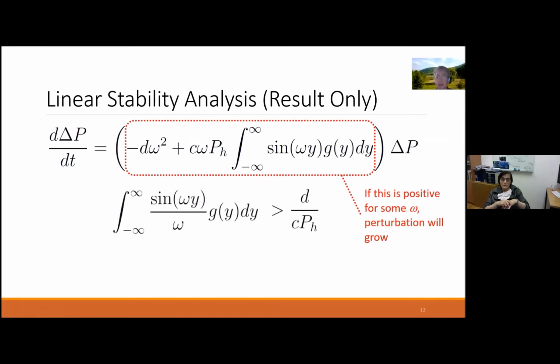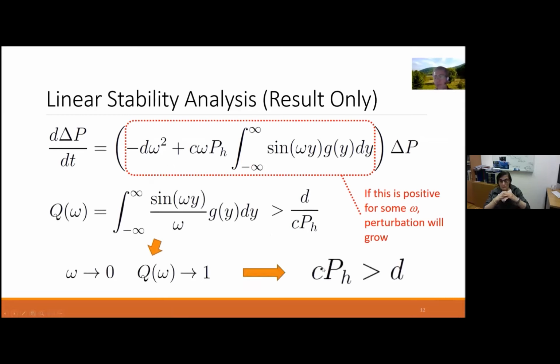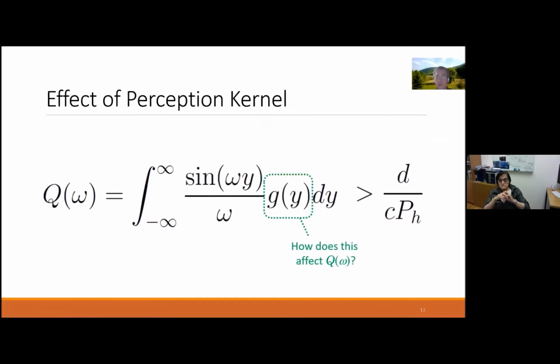And we can rewrite it a little bit by defining this function as Q of omega. You can show that if the people's tendency to move toward the locally more popular population, that's the parameter C, and the population density P of H is greater than the diffusion constant, then the pattern formation happens. So this is fairly consistent with any other mathematical biology type of models.